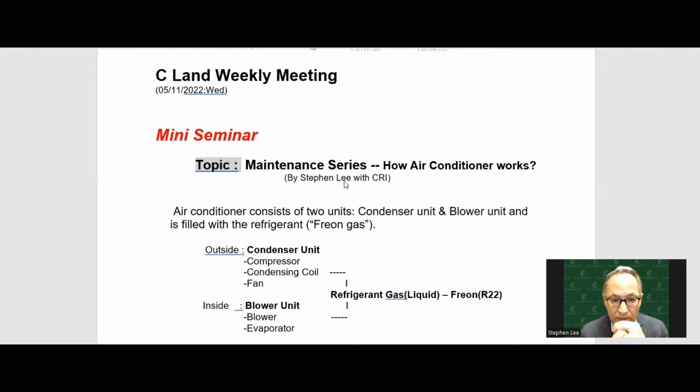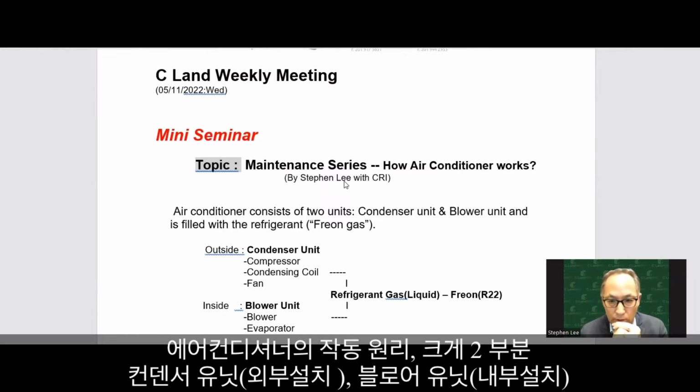Today is a mini seminar topic. We want to talk about air conditioning systems in general. How does an air conditioner work?